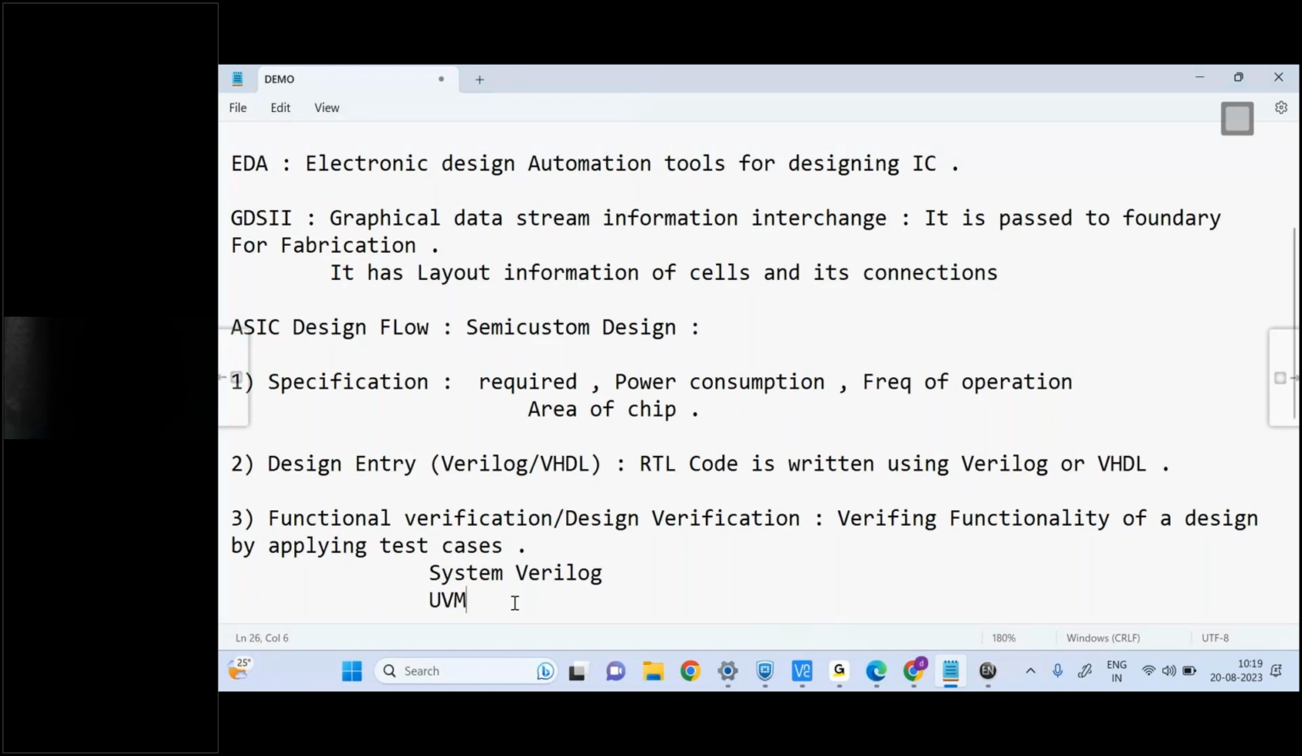But our role is not to discuss this, because we are discussing a demo on physical design. I just have to give the overview: what functional verification is and what you have to learn if you want to become a functional verification engineer.